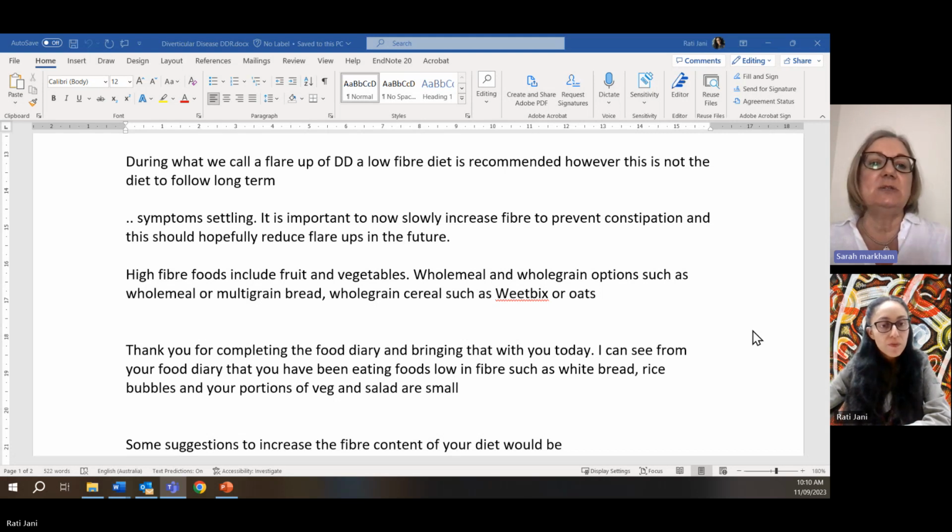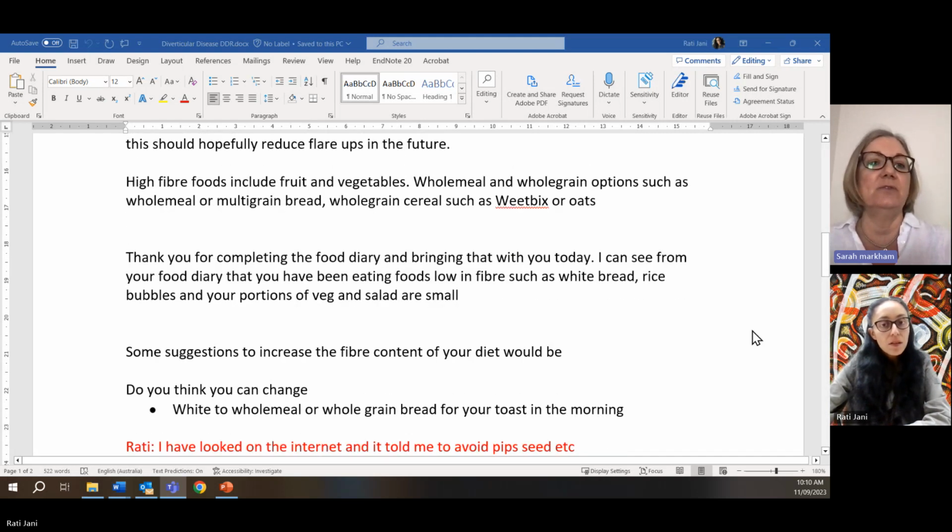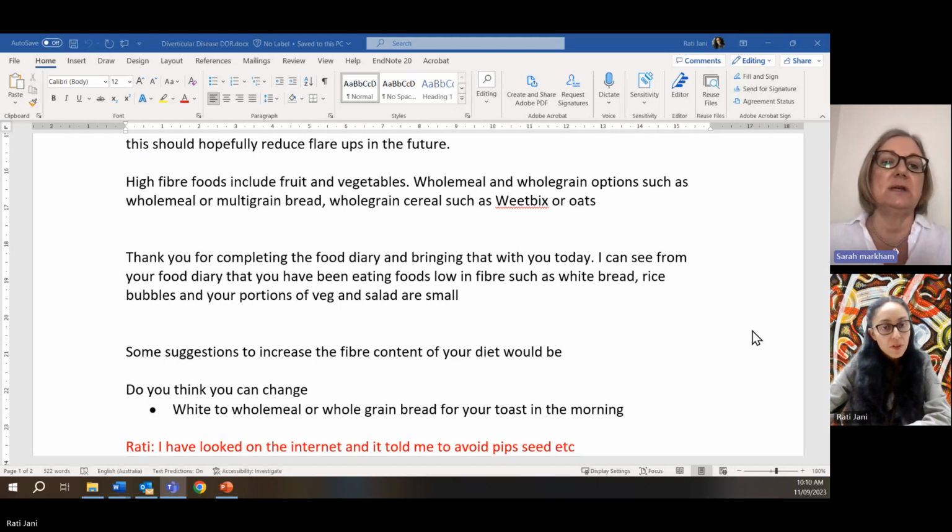So I'll just explain to you a little bit about what those high fiber foods might be. When we talk about high fiber foods, we think of things like fruits and vegetables, the wholemeal and whole grain food options such as wholemeal or multigrain breads, whole grain cereals, Weet-Bix or oats, that sort of thing.